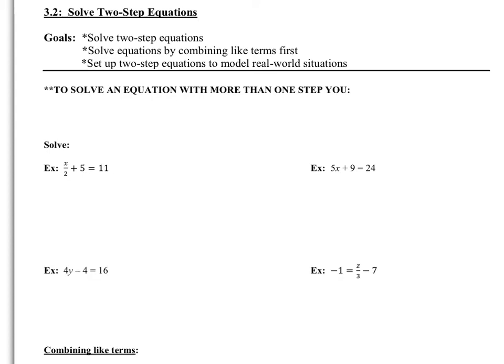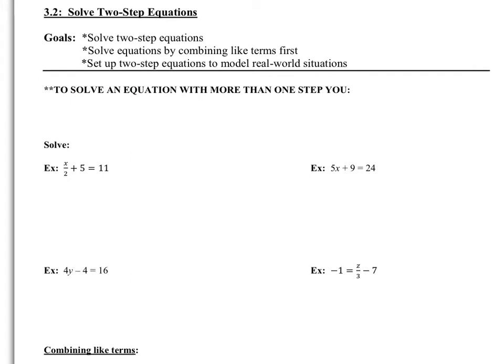In section 3.2, there are three main goals. The first is to solve basic two-step equations. That will be using reverse PEMDAS. The next will be to solve equations by combining like terms first. And then the last is to set up two-step equations to model real-world situations.